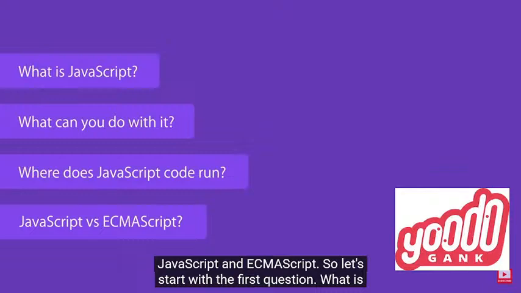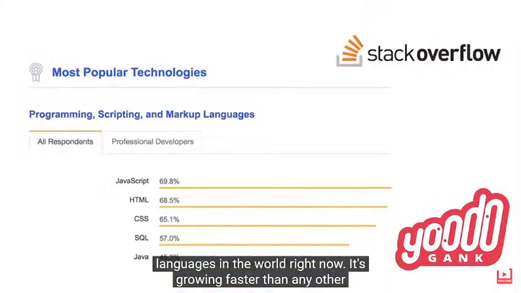What is JavaScript? JavaScript is one of the most popular and widely used programming languages in the world right now. It's growing faster than any other programming language, and big companies like Netflix, Walmart, and PayPal build entire applications around JavaScript. And here's the average salary of a JavaScript developer in the United States.